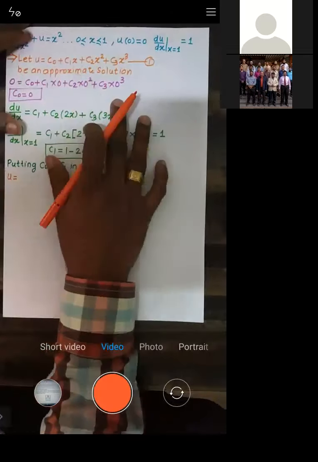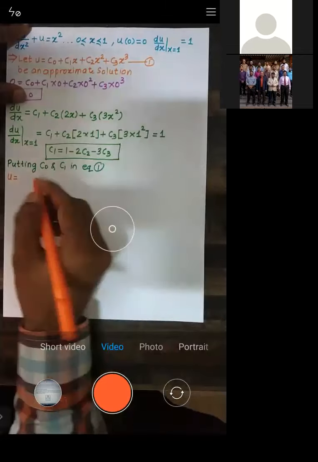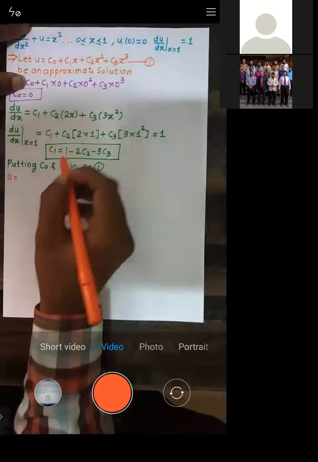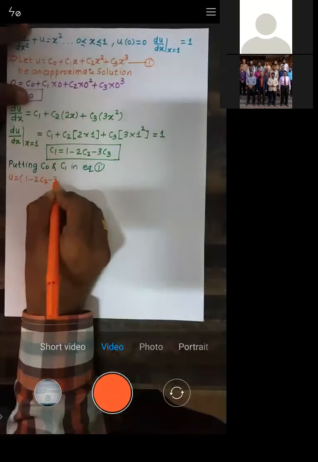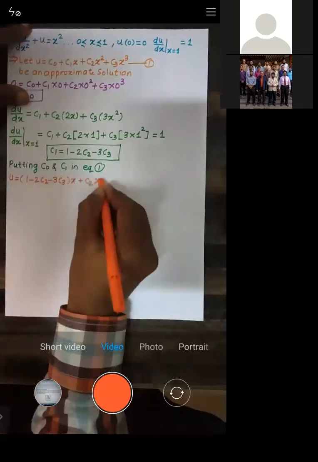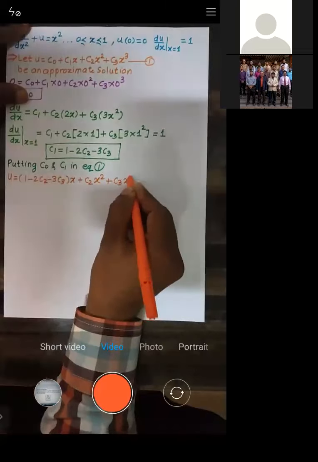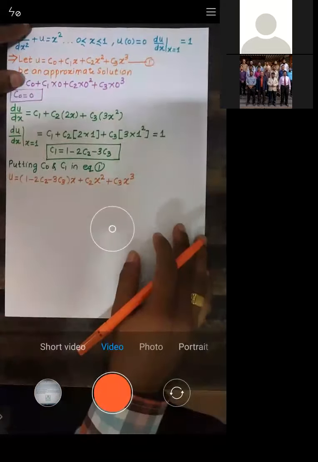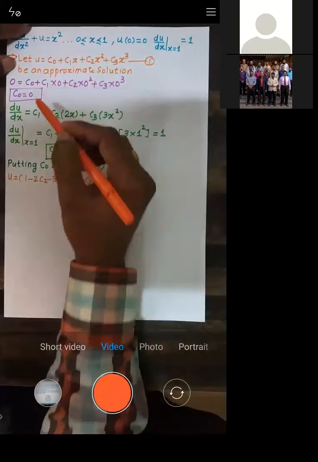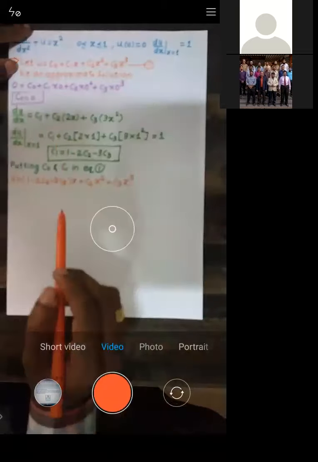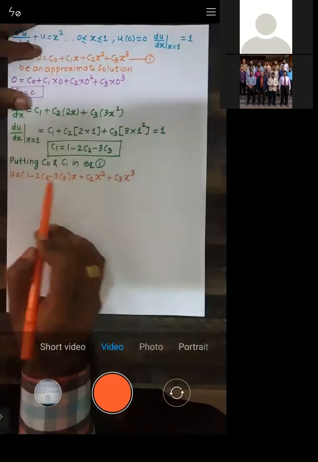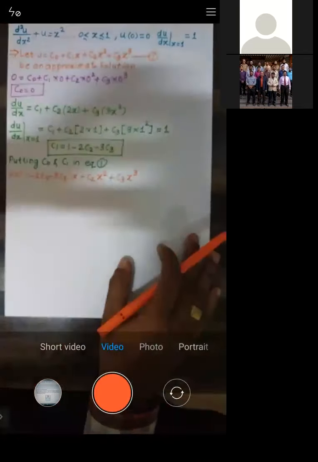So c0 is already 0, I will not write it down. Plus c1, and this is the value of c1, that is 1 minus twice of c2 minus thrice of c3. This is c1 x plus c2x square plus c3x cube. Try to understand: in this equation there are four constants. When we impose the two boundary conditions, those constants get eliminated. As a result, we got a refined value of u that contains only two constants. That is the reason why we impose the boundary conditions.